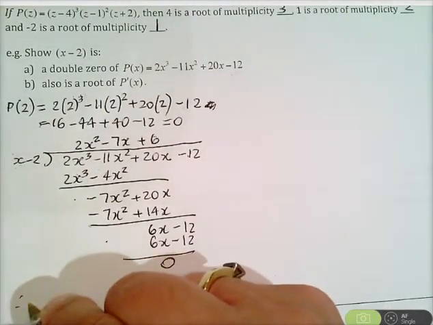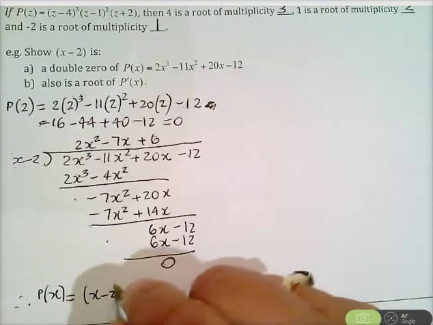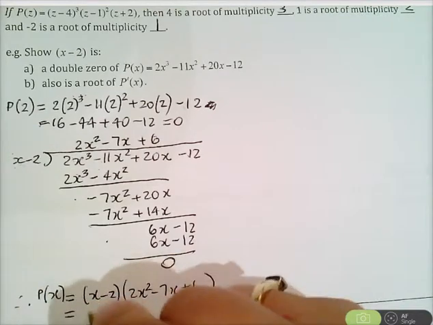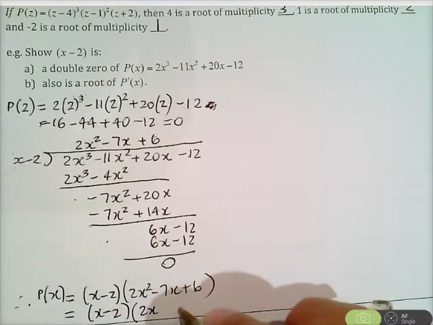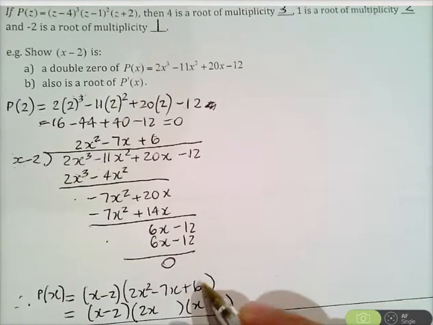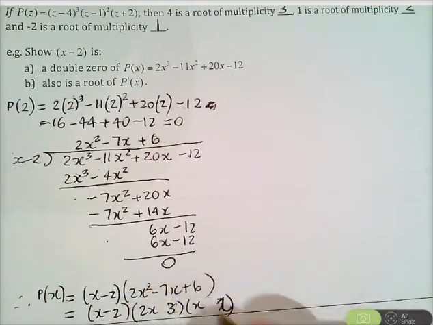So therefore, we can say that our polynomial in x is x minus 2 times 2x squared minus 7x plus 6. And let's try and factorize this second bracket here. And we'll have 2x and x. And let's just look for some factors of 6. If we put 3 and 2, I don't think that'll work, but if we put 2 and 3, and a negative times a negative is a positive, let's try that. We've got 2x squared minus 4x minus 3x plus 6, and that works.